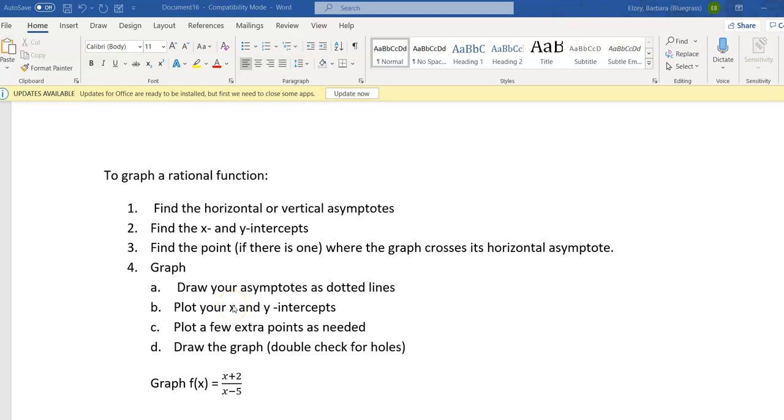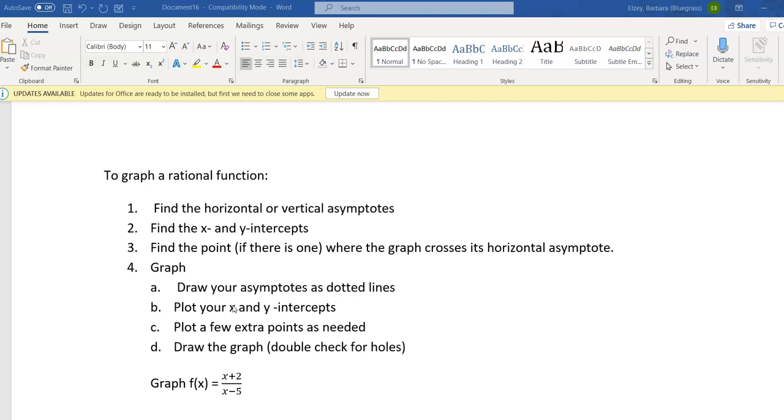Okay, so now we're going to graph rational functions. We're going to go through 4 steps. We're going to find the horizontal or vertical asymptotes. We're going to find the x and the y-intercepts. We're going to find the point, if there happens to be one, where the graph crosses its horizontal asymptote. Now make a note, a graph can cross its horizontal asymptote, but it will never cross the vertical asymptote.